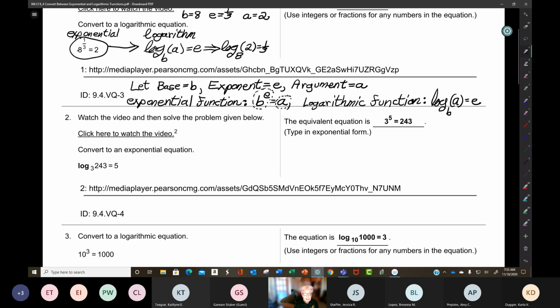Okay, so that's what I did. I wrote this out first. Log base B of A equals E. You remember it, I leave it up to you. But okay, so log B A E. Well, the base is 8. The exponent is 1/3. And the argument, or the thing left over, is 2.